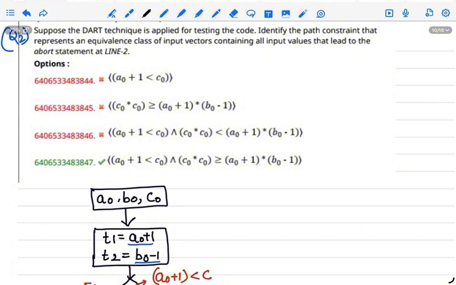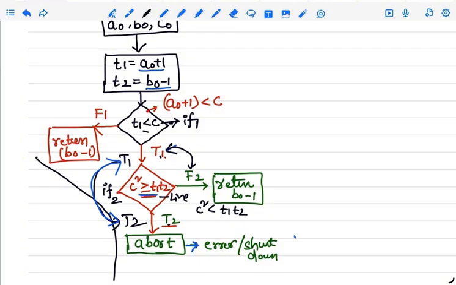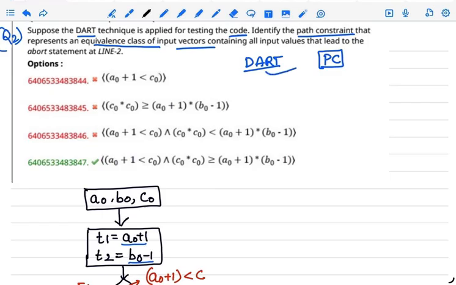Suppose the DART technique is applied for testing the code. Same code, if we apply the DART technique and identify the path constraint, they are asking to find the path constraint PC that represents an equivalence class of input vectors containing all the input values that lead to the abort statement at line 2. This is the line 2 abort statement, right? So what is the path constraint using the DART technique to reach line 2?